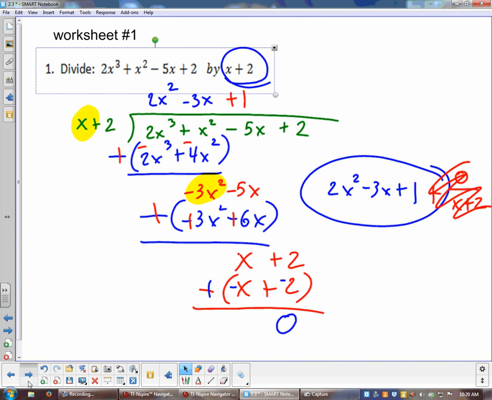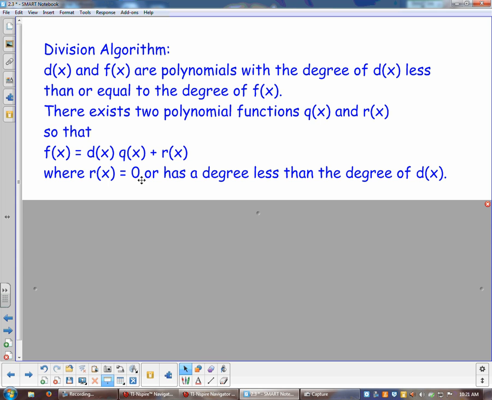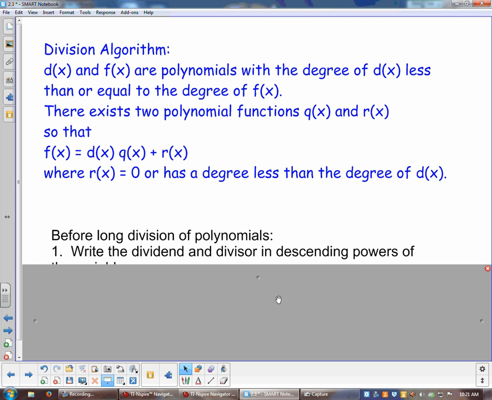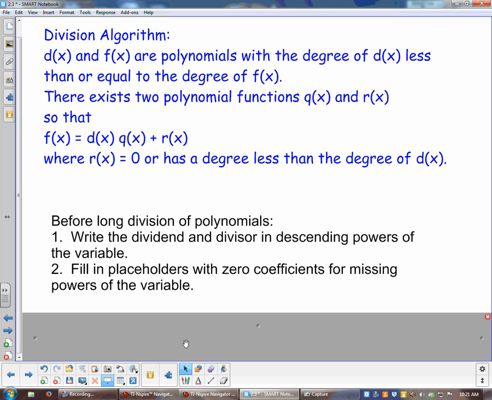Okay, so let's get back to where we were. Okay, right here. So where r of x equals 0 or has a degree less than the degree of your divisor, right? We talked about that. Remember, you keep dividing until what you think is the remainder has a degree less than the degree of the divisor. Allison? Are we going to have to memorize that? No, you will not. Okay, this is just some things we've already talked about.